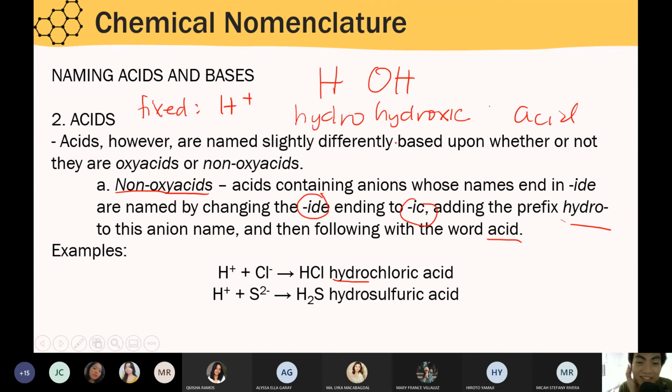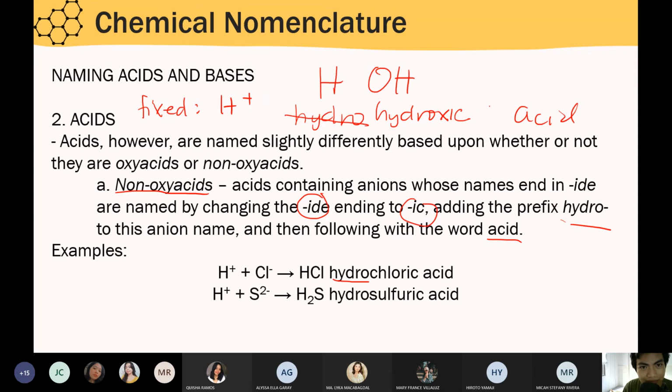Hydroxyic acid. So that is one of the acceptable names of water. Hydroxyic acid or just simply hydroxic acid. Okay? So pwede mo na i-remove to. Okay? So you can just call it hydroxic acid. So you can see water has so many names, no? And yun na nga yung sinasabi ko earlier.